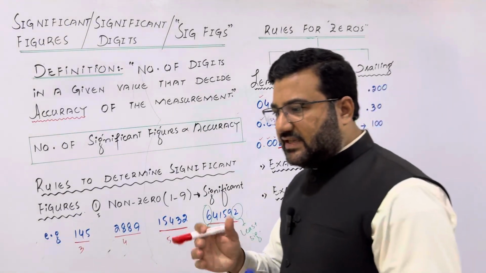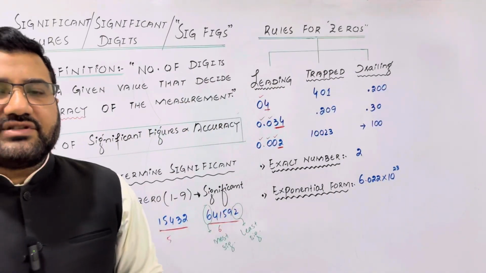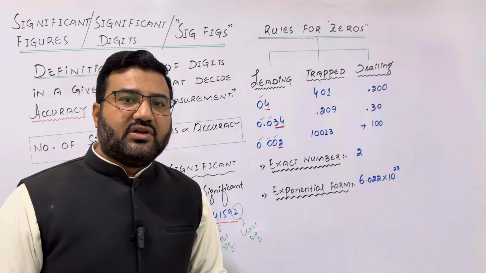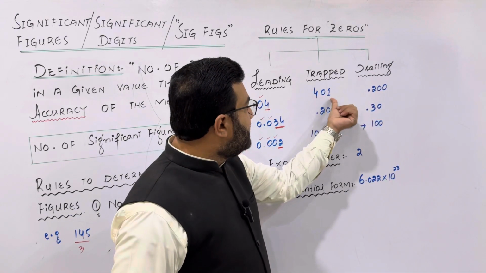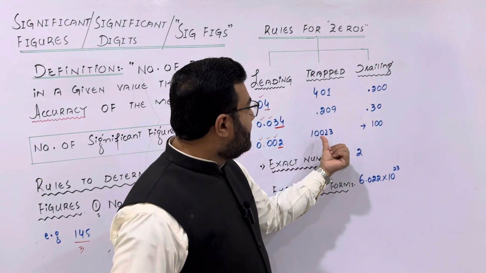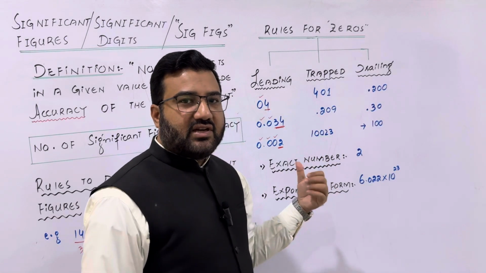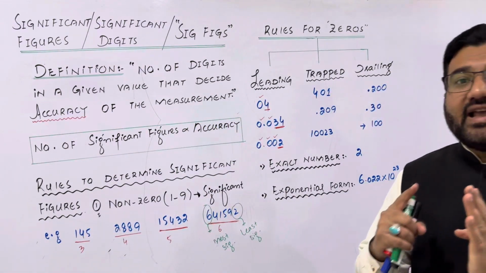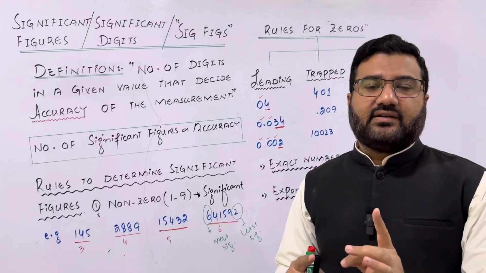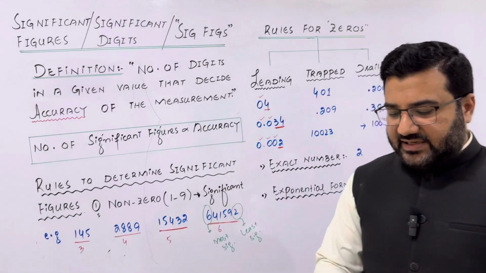The word trapped itself shows that these will be the zeros that are trapped between two non-zero numbers. Just like this zero trapped between two non-zero numbers, similar is the case of this one, and similarly these two zeros are also the trapped zeros. And all the trapped zeros are considered as significant. All the trapped zeros are significant.